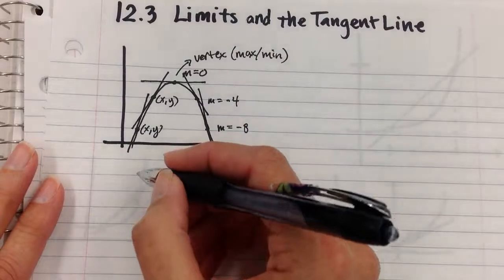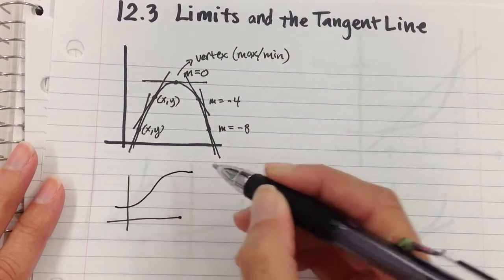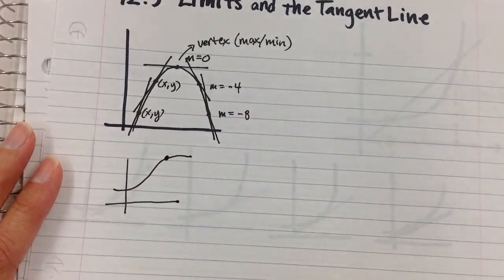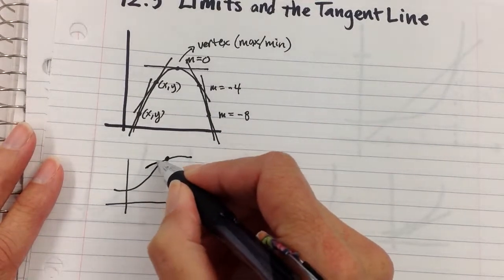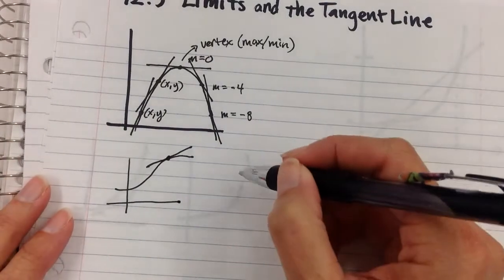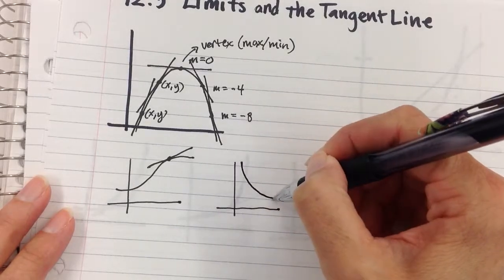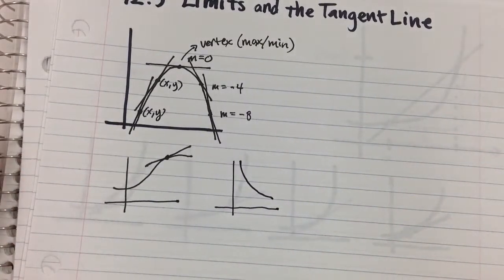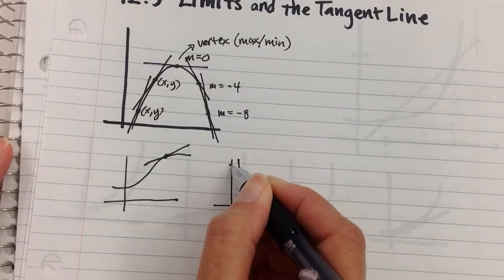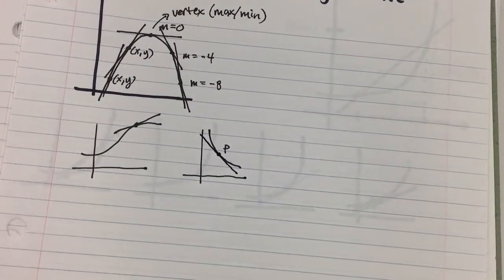So some other graphs that your book has: if we have some graph like this and we pick a point right there, what would the tangent look like at that point? It'd be something like that. Is it positive or negative? Positive slope, right? And then if I have a graph that's decreasing like this, like some exponential decay, and I pick a point right here, point P, I draw the tangent line. Is that positive or negative? That's a negative slope, right?